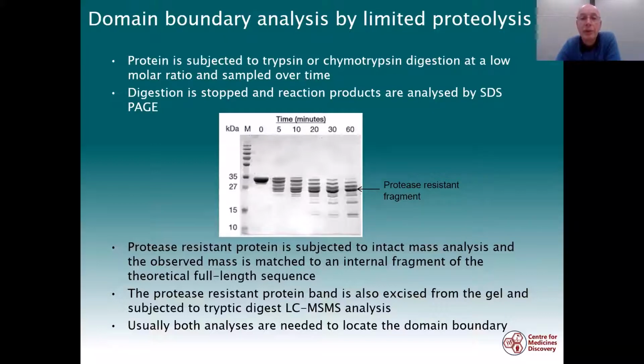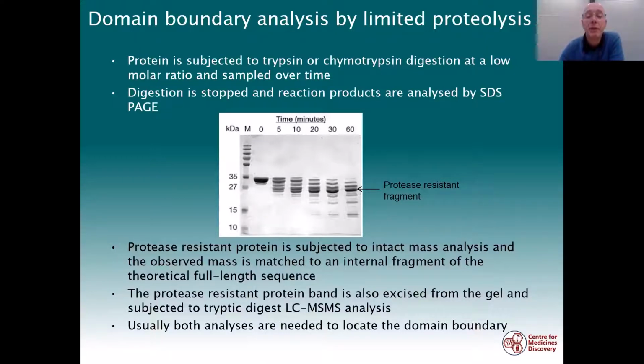What you can also do is excise these bands from the gel and subject them to tryptic digest LC-MS analysis, and you will get partial sequence coverage for these. Then you can try and correlate that sequence coverage to the fragments that you've identified by intact mass. So very often we need to use both of these techniques to locate our domain boundary.